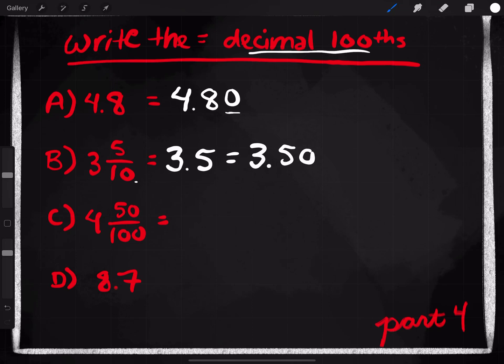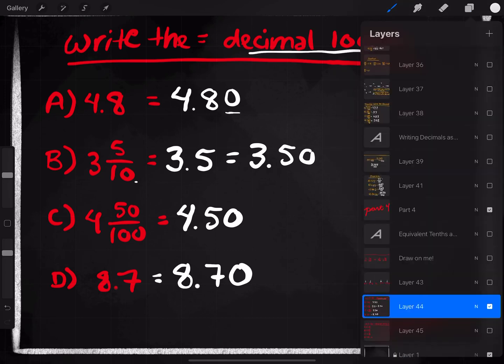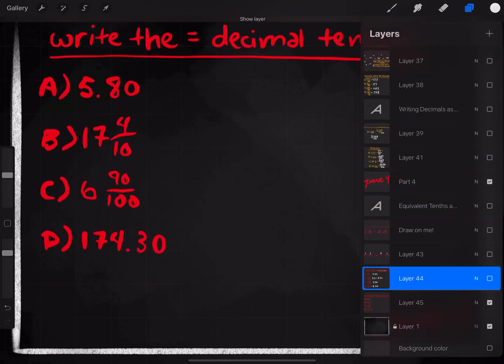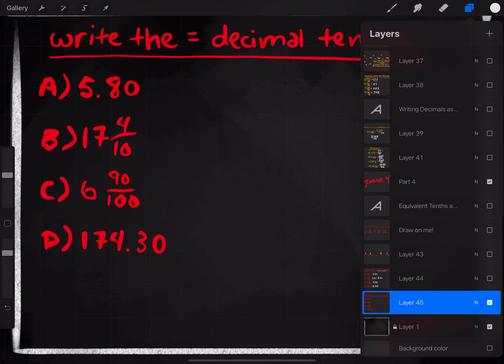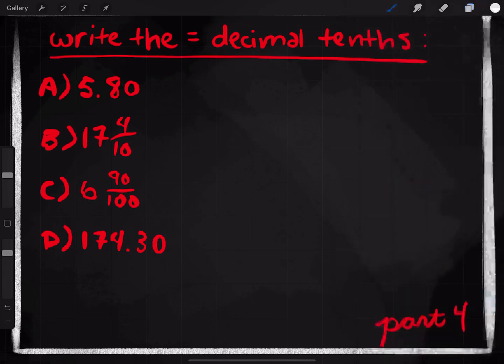Okay, now this one's in a fraction, so we need to make it a decimal, 4.50. And now it's in decimal hundredths. And this one is in tenths, so let's add our hundredths place. All right, and then one more activity. Now we're going to write this as decimal tenths, each of these. Go ahead and try it.